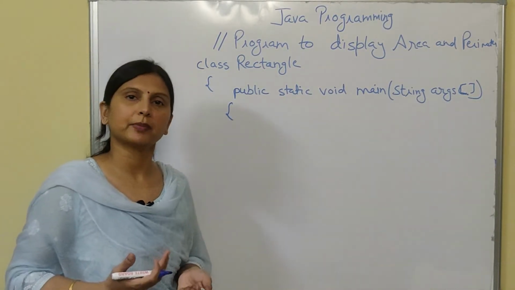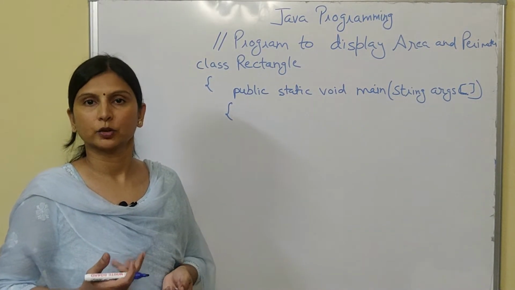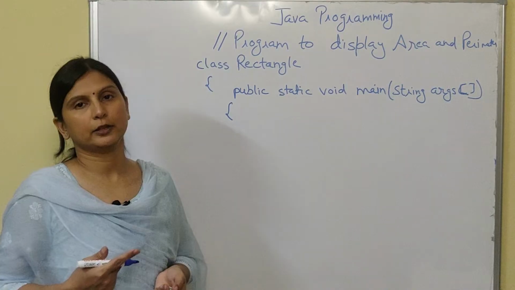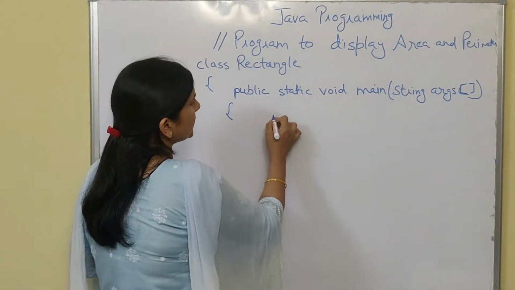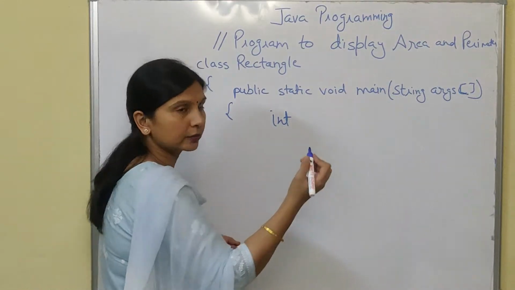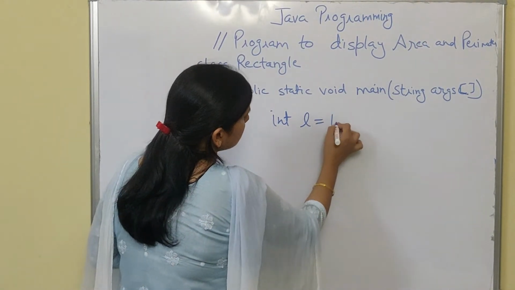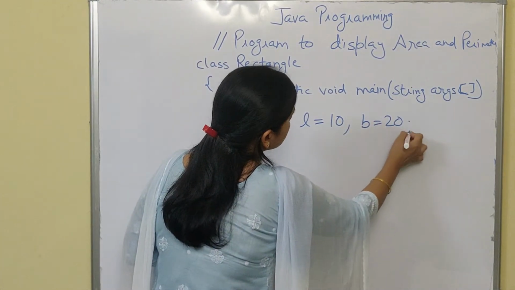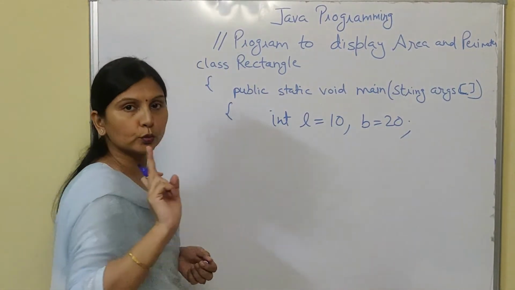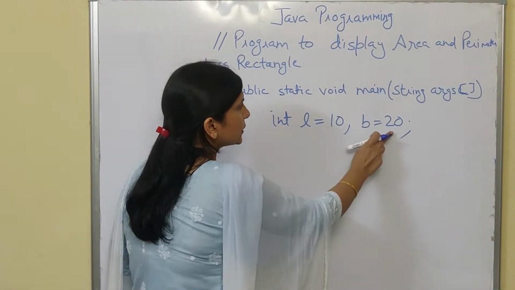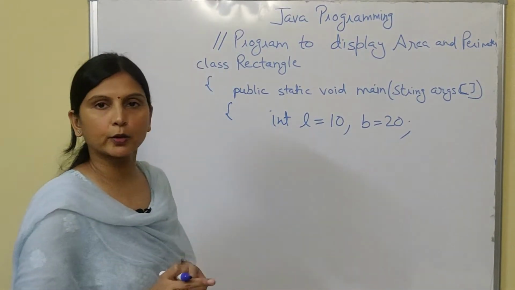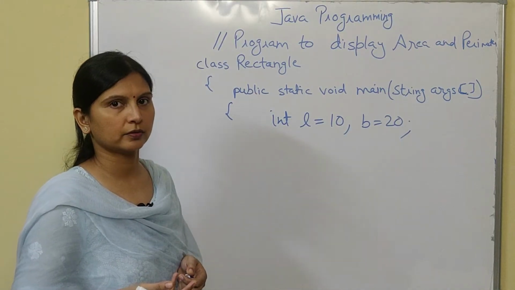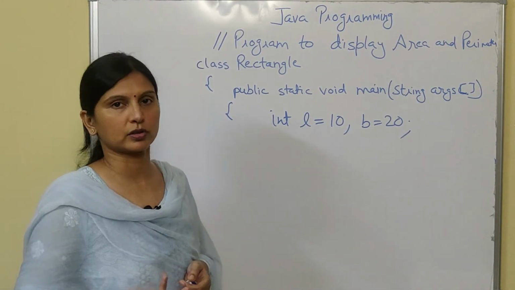To calculate area and perimeter of a rectangle, what do you need? You need length and breadth. So we will take two variables and assign some values in them. Int for length we will take L = 10, B = 20. So L and B are two variables in which we have assigned 10 and 20, and both variables are of which type? Int. Instead of int you can take byte also, or you can take short also.